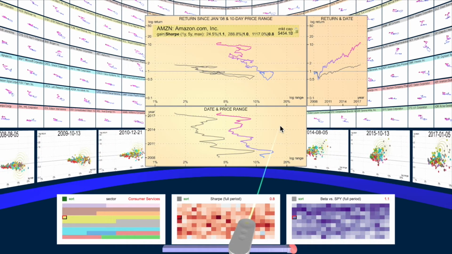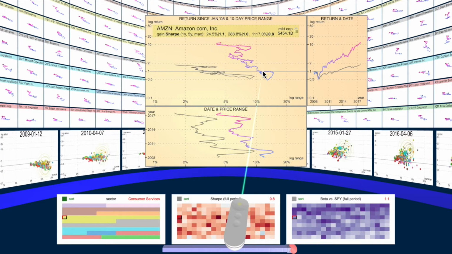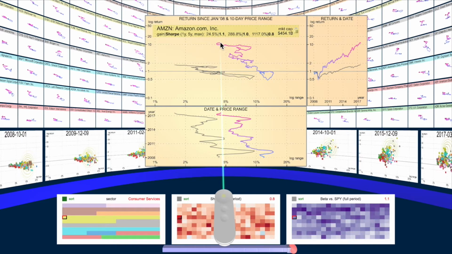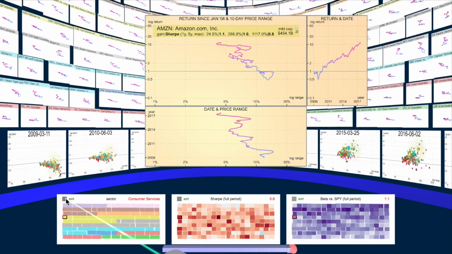The lower plot shows volatility, measured as the price range over each 10-day period, and the center plot combines the other two, with a path that traces out both the price and volatility over time.